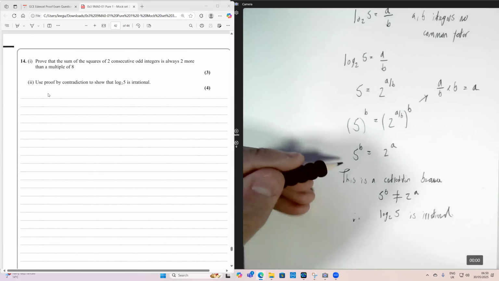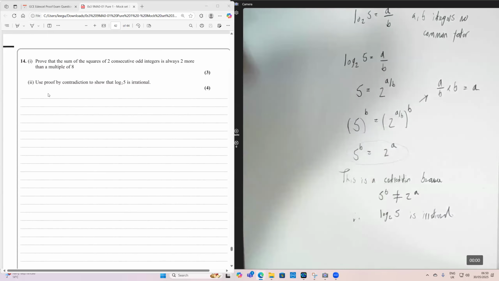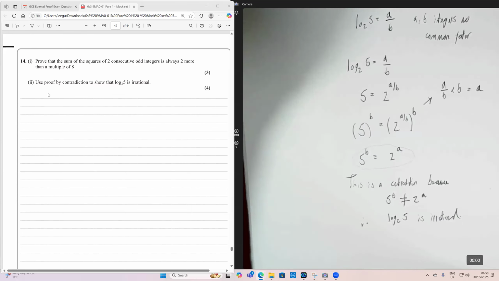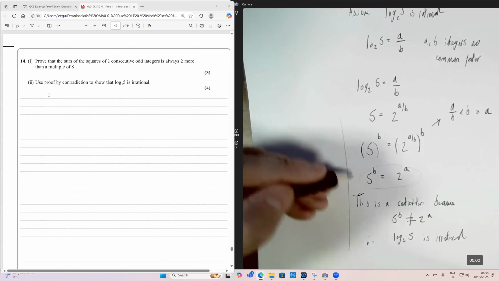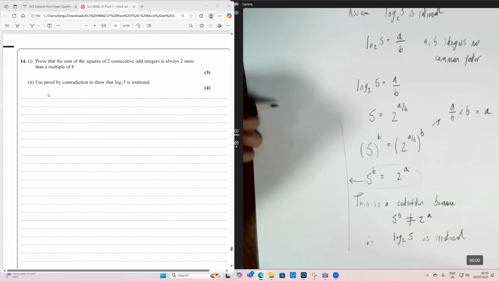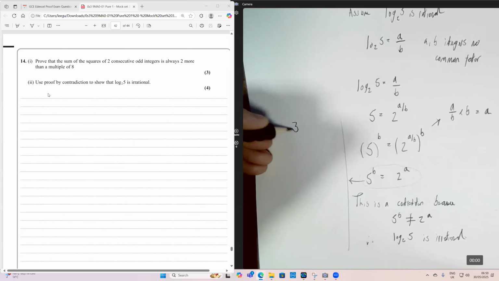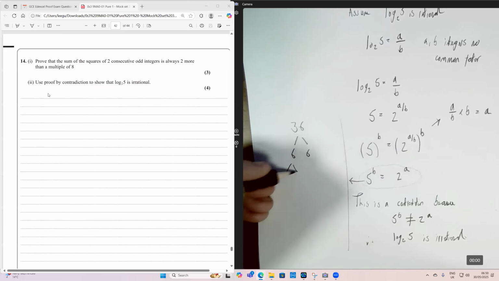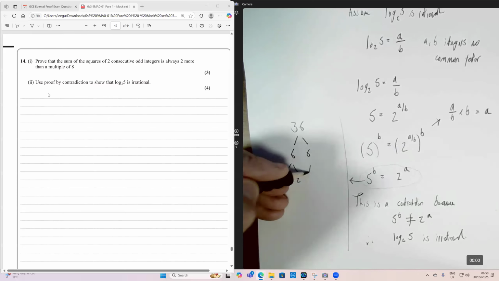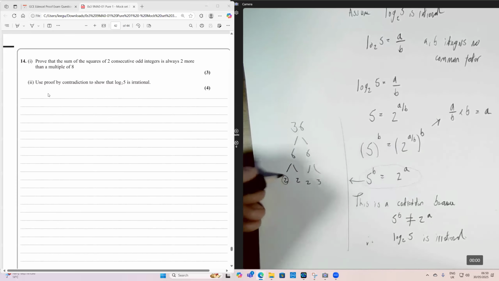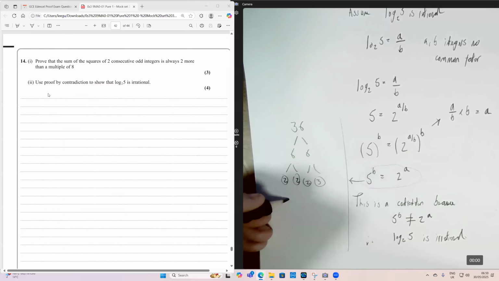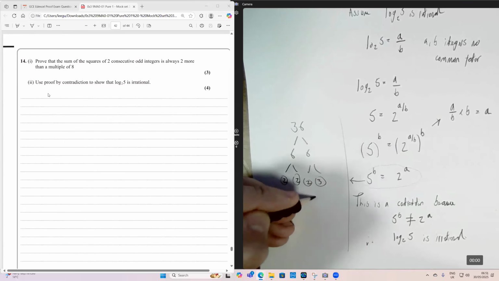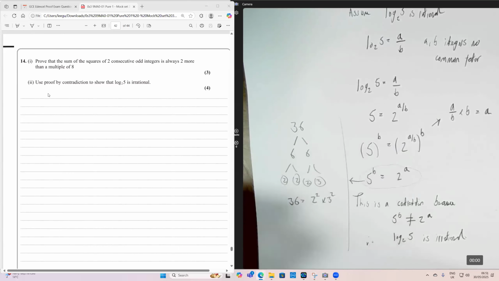Just for interest, why is it the case here that 5 to the b is never equal to 2 to the a? Well, you might remember back in year 7, when we were doing prime factor decomposition of numbers. So we would say 36 is 6 times 6, and then that is 2 times 3, and that is 2 times 3. We put circles around them to show that they're prime. And then we used to say 36 is equal to 2 squared times 3 squared.